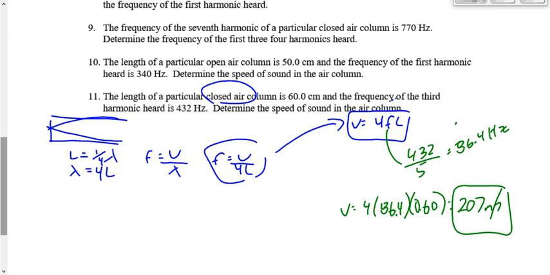Question, Rachel? No, it's the third harmonic heard. And the third harmonic heard in a closed air column is the fifth harmonic. Remember, in the open air column, we have 1, 2, 3, 4, 5, and so on. So the third harmonic heard would be the third. But in a closed air column, 1, 3, 5, and so on, the third harmonic heard would be the fifth. Does that make sense? Rachel, does that make sense?